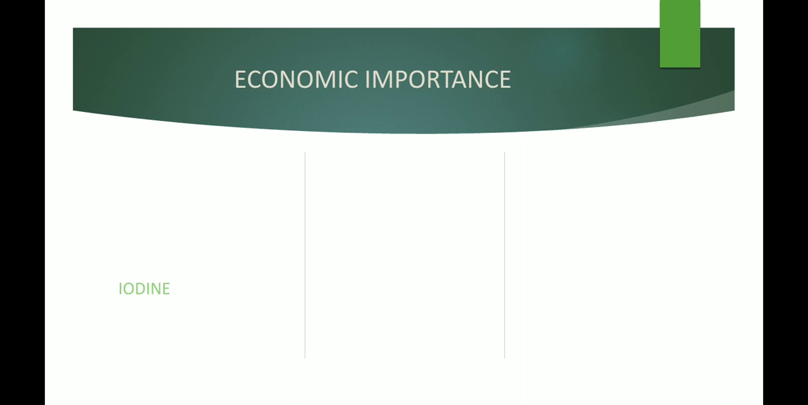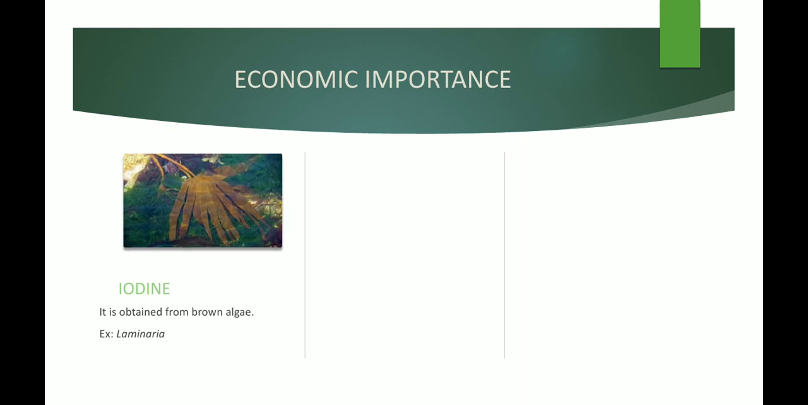So the next economic importance is iodine. Iodine is an important mineral that we don't get from several food items that we consume, but it is found in algae. Algae is a good source of iodine, which is very much required for your body. You get it from a group of brown algae. For example, Laminaria. So this is Laminaria, from which you can get iodine.